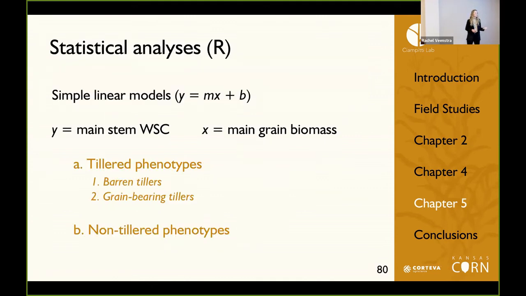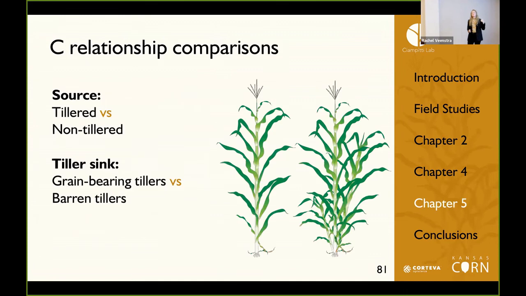The last part of that question, we fit linear models again, considering the main stem water-soluble carbohydrates and then the main grain biomass on these plants. We fit that for tillered phenotypes and non-tillered phenotypes. And then within the tillered phenotypes, we were looking at barren and grain-bearing tillers. And that's a lot to absorb. So to recap, we are comparing source, so tillered versus non-tillered, and we're comparing the sink of that tiller, so grain-bearing tillers versus barren tillers.